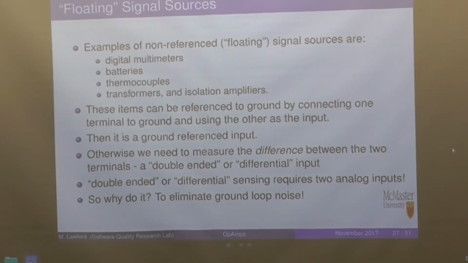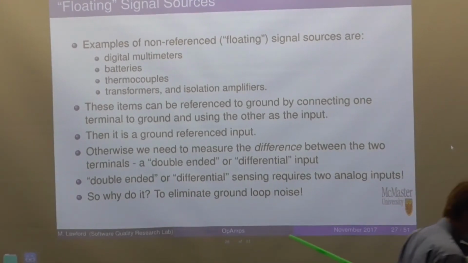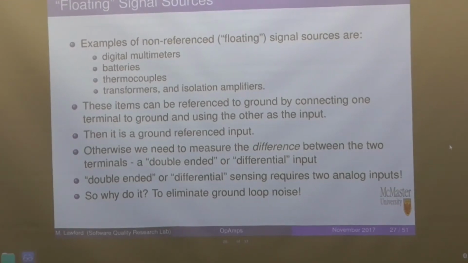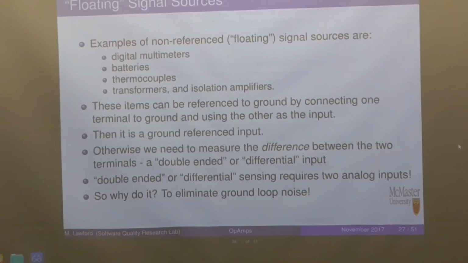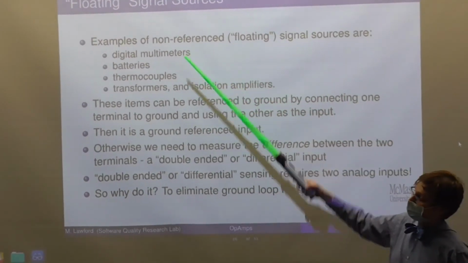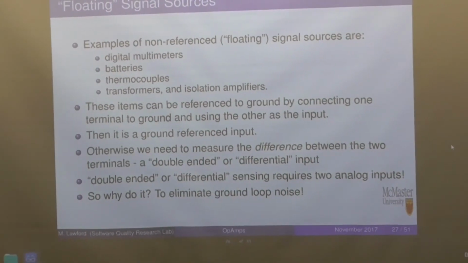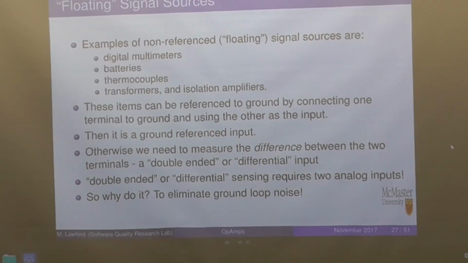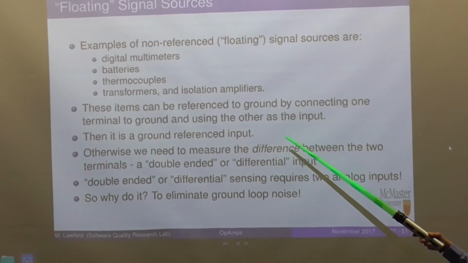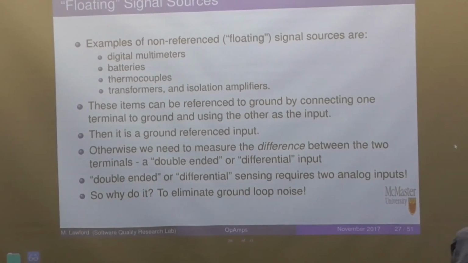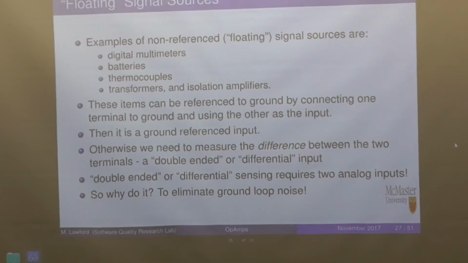So there are lots of different devices that you have already encountered that are floating devices that aren't directly connected to ground. Multimeters, for example, batteries, thermocouples, transformers, and isolation amplifiers. None of these are ground connected. So these items can be referenced to ground by connecting one terminal to ground and using the other as input. It is then a grounded reference point. So your multimeter is floating until you connect it to ground, then it's grounded, obviously.